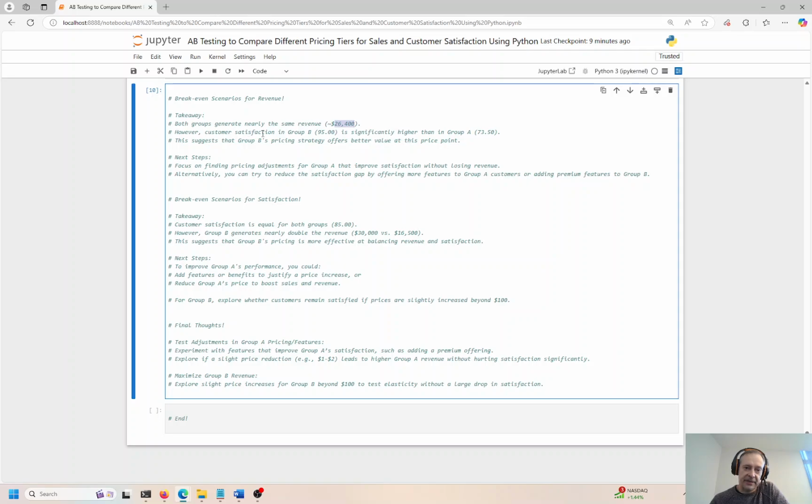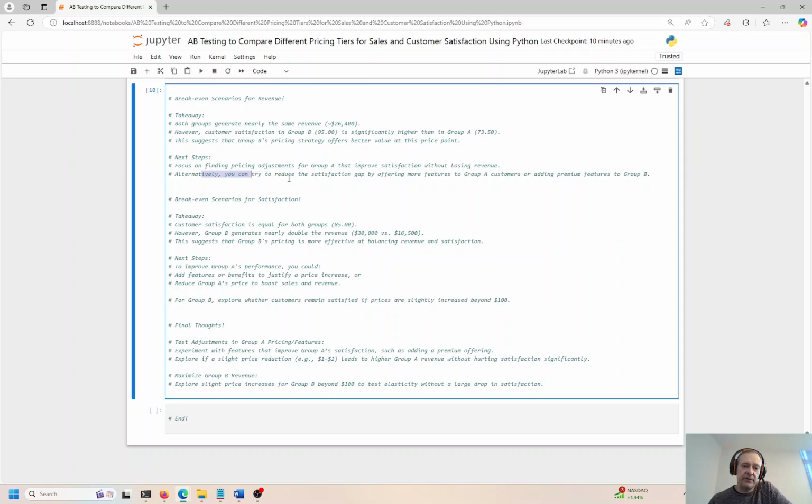However, customer satisfaction in Group B is slightly significantly higher than Group A. Okay, so we measure the satisfaction in Group A, Group B. Group A is over here. This suggests that Group B's pricing strategy offers better value at this price point. Okay, next steps focus on pricing adjustments for Group A that improves satisfaction without losing revenue. So that's something that we can look into as the next step here.